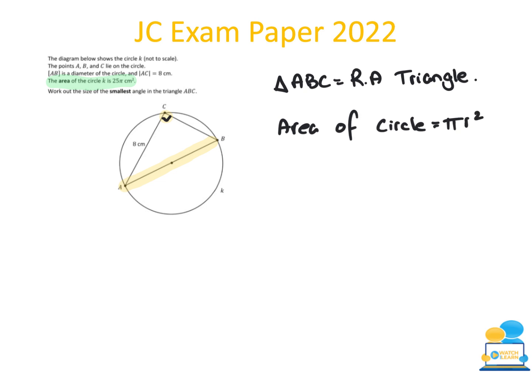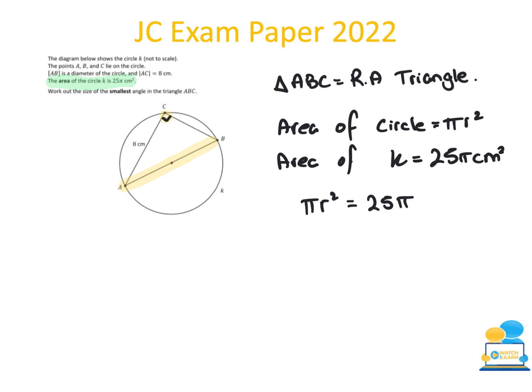So if that's my formula for the area of a circle, and I know that the area of K is equal to 25 pi centimetres squared, I know that both of those are equal to each other. So pi r squared is equal to 25 pi. This will allow me to find out the radius of the circle.